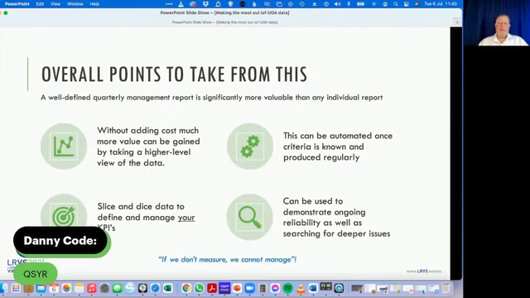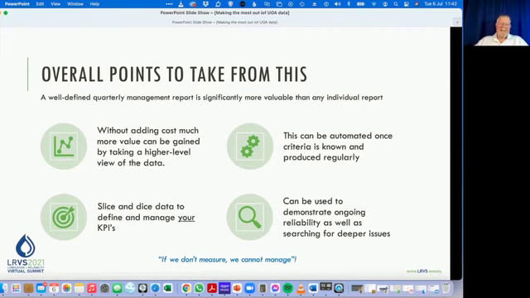So, coming to the end, the overall point to take from this is that, in my opinion, and many would agree, a well-defined quarterly management report in a similar style to what we've walked through here has significantly more value than any individual test report, because it allows you to go through the improvement and optimization process. So without adding much cost, much more value can be gained by taking this higher level view of your data set. And of course, once you've prepared that report, you can automate that. So it's literally a click of a button, and every quarter you can update that and look at it at a management level.